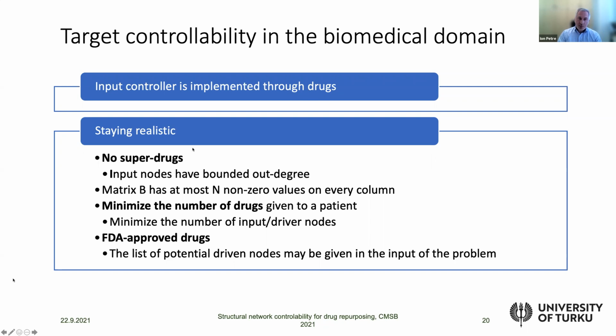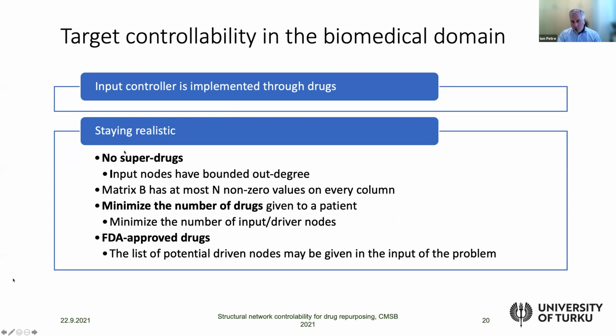It's implemented through drugs, but we want to be realistic. We don't want to predict super drugs. So we don't want, for example, to choose external interventions that would have lots of targets inside the network. Drugs don't really have all that many targets. And there are a number of other constraints: minimize the number of drugs, and have this set of preferred inputs because you want to maximize the use of FDA-approved drugs.